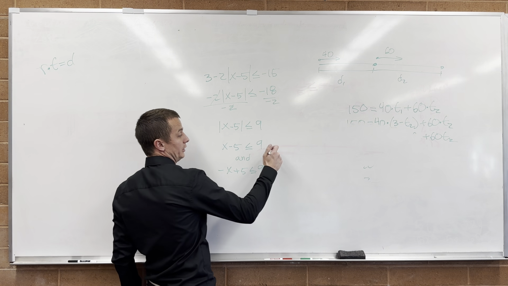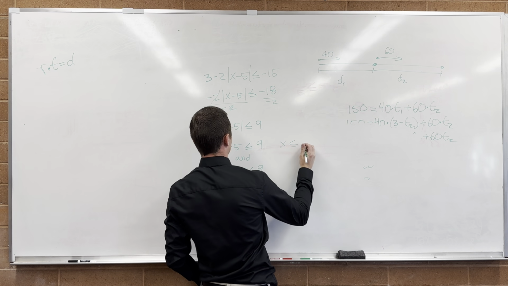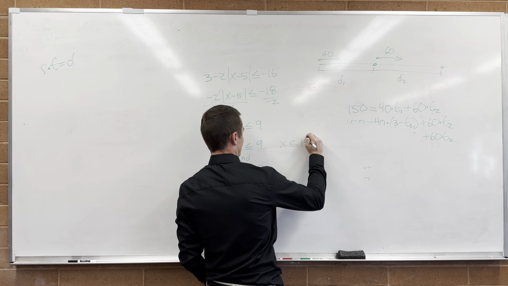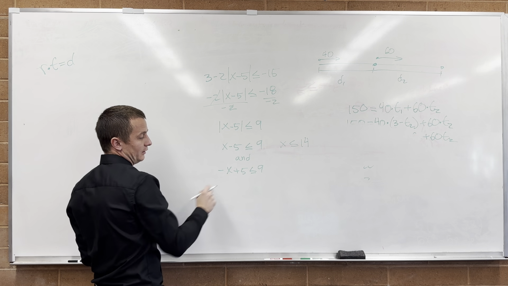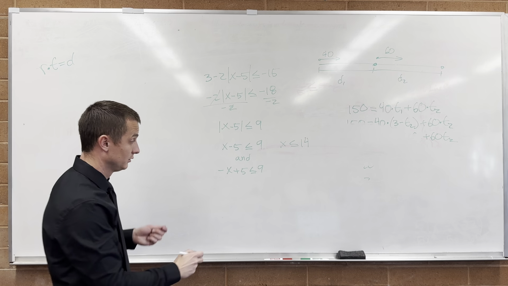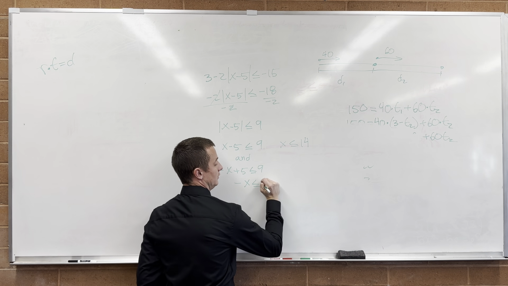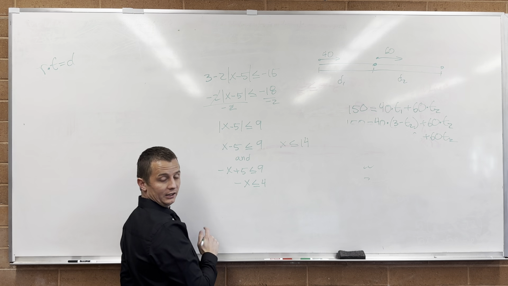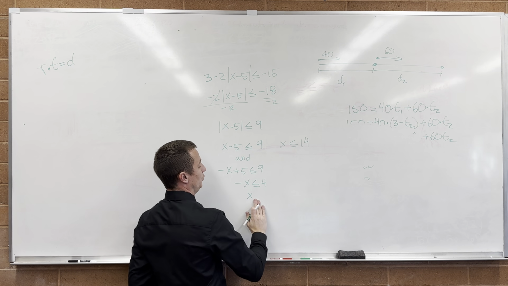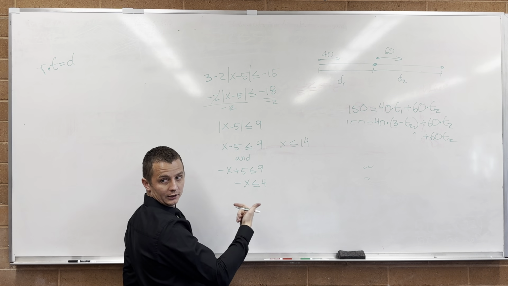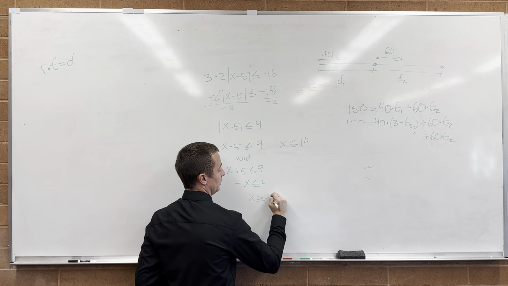So working with this first inequality, add 5 to both sides and we just get x is less than or equal to 14. Working with this one, what do we get? We get negative x is less than or equal to 4, right? Then divide both sides by negative 1. When we multiply both sides by a negative, we flip our inequality. So that's the same thing as x is greater than or equal to negative 4.